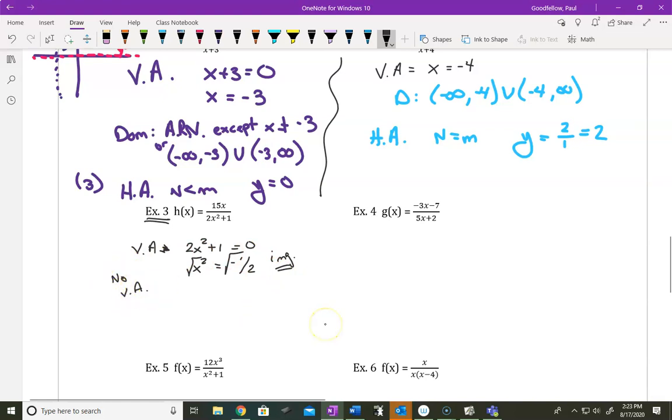Now, that can absolutely happen. You can get a vertical asymptote that's not a real number, and it just ends up not having any vertical asymptotes. Okay? Horizontal asymptotes, in this case, if I was talking about domain here, it would be all real numbers, not imaginary ones, so there's no exceptions in this case. Horizontal asymptote would be, again, comparing the powers, power of 1, power of 2. We're talking about n is less than m, so y would equal 0 in that case.